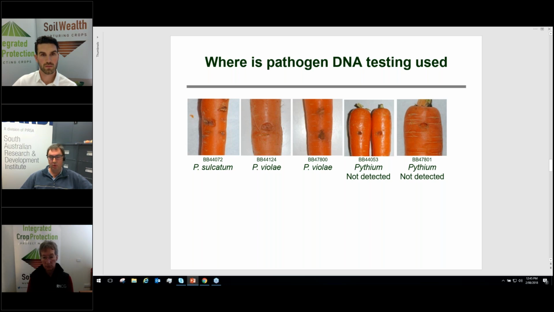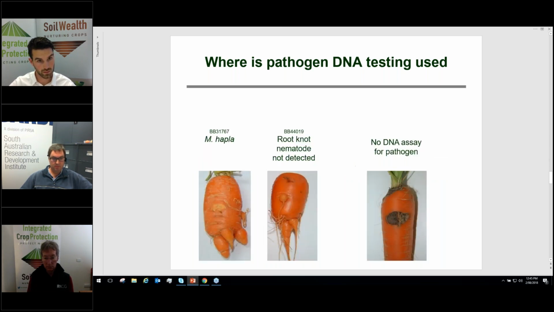But it is very important, and this is quite a powerful technology to help in the diagnosis and quantification of these symptoms. Now, the next set that we've got, first one is root-knot nematode, right?